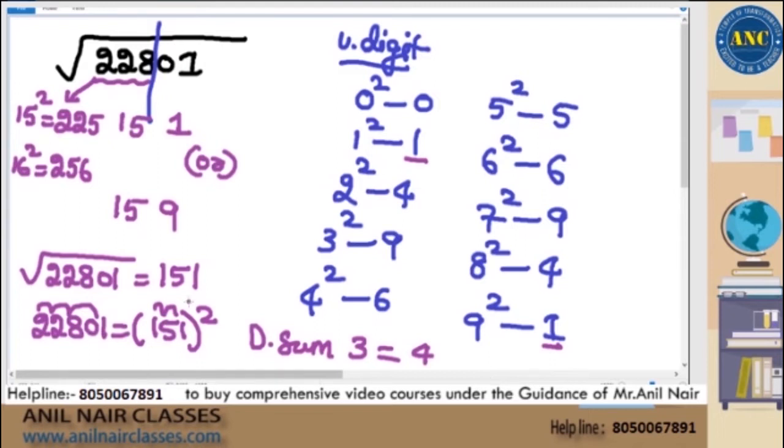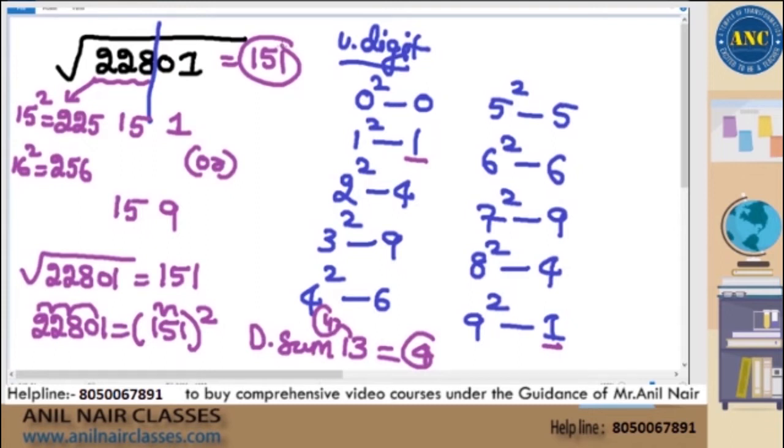So 4, 12. 6 plus 1, 7. 7 square is 49. 4 plus 9, 13. 1 plus 3, 4. So root of 22801, answer is 151. I hope it is clear.